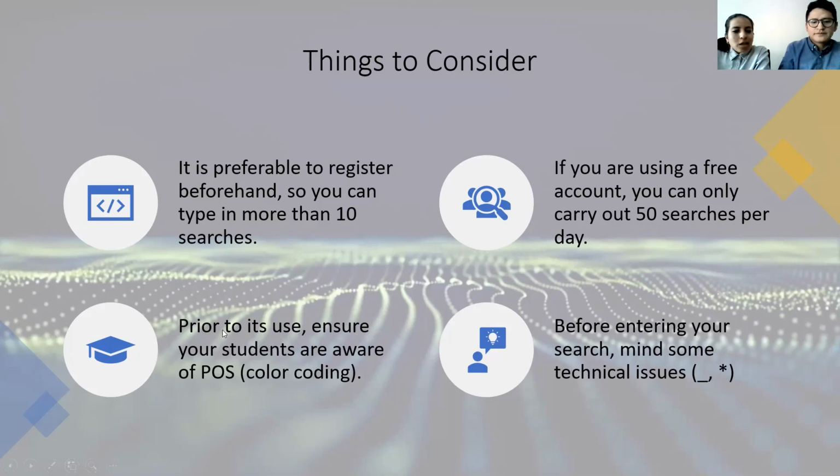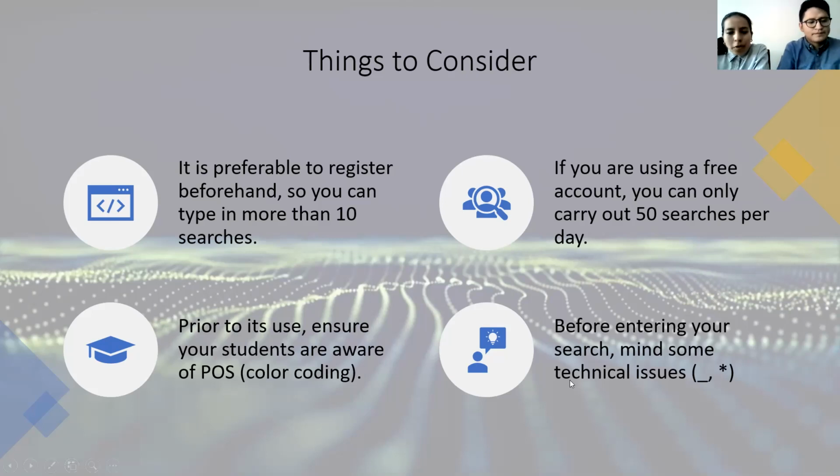Prior to its use, ensure your students are aware of parts of speech. Well, COCA uses color coding, which is very appealing for our learners, but you need to explain to them beforehand, if they are beginners, of course, which word is a noun, an adjective, just to make their search more productive. If you're working with intermediate students, it would be a way to review something they already know. So, remember what a noun is, and here we have which ones are nouns, so they can also figure out the colors that each part of speech is represented by.